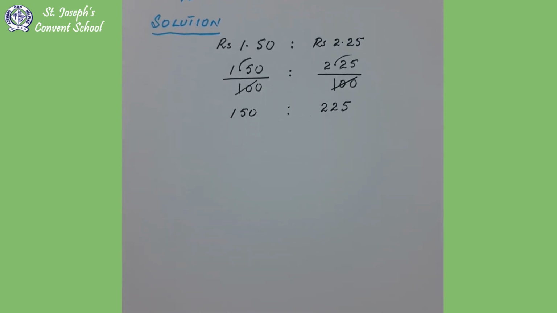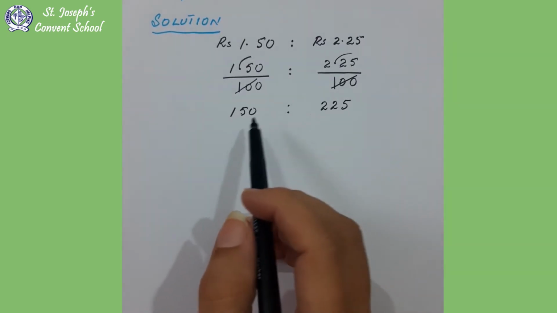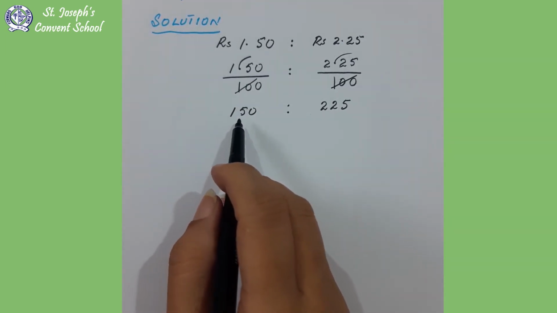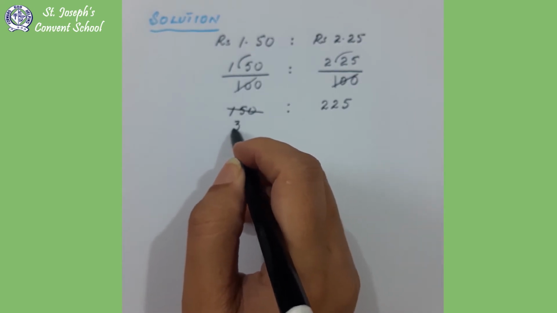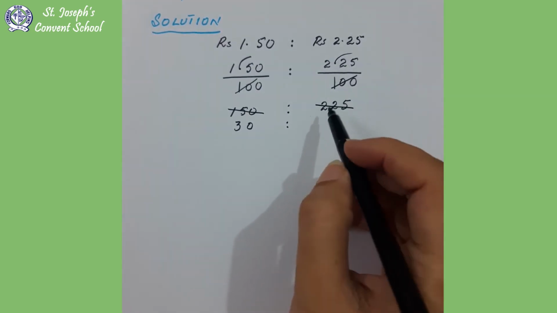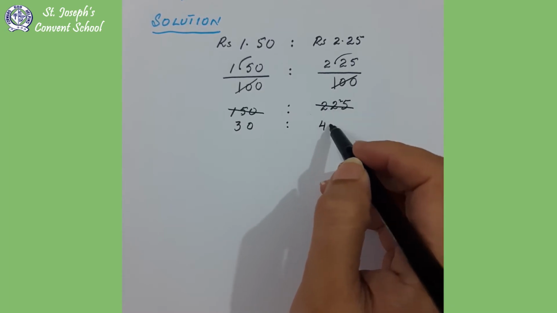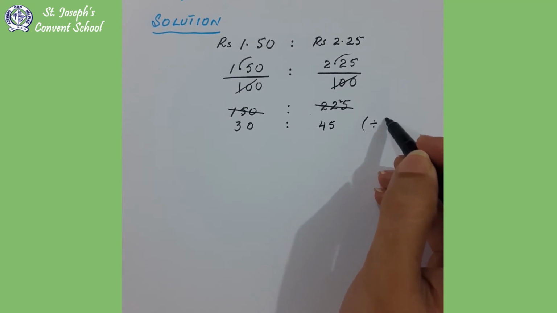Now you can simplify it. You check in which table these numbers go. In the same table, divide them by the same table. Don't use a different table. Let's start with 5. 5 into 3 is 15, and 5 into 0 is 0. This also, 5 into 4 is 20, and remainder 25, so 5 into 5. So what we have done, we have divided this by 5.